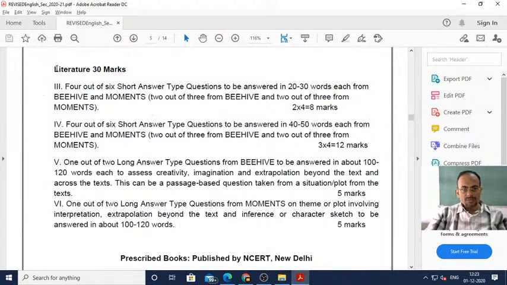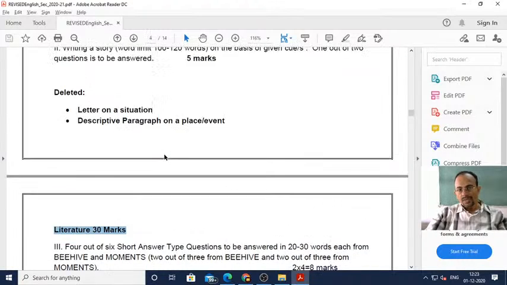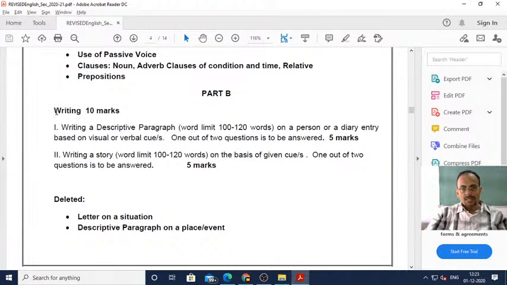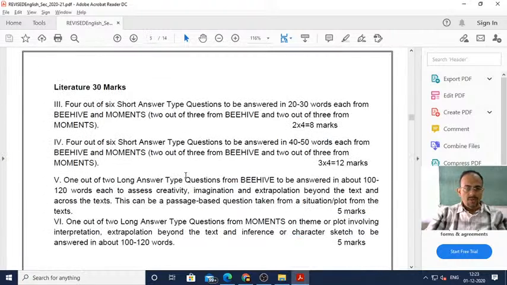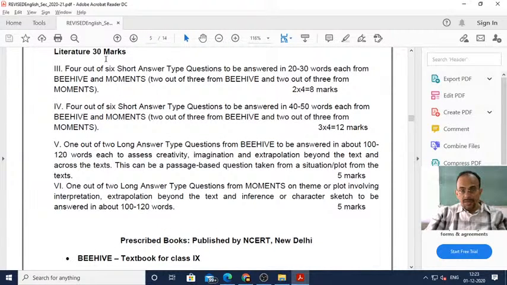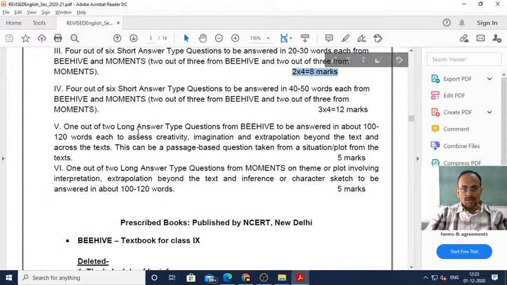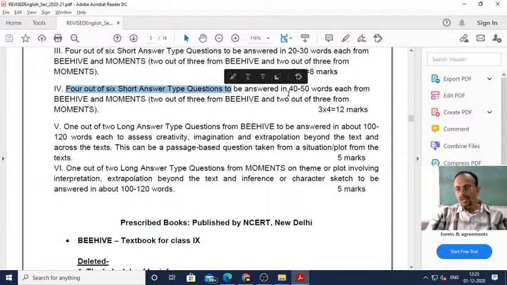As you can see here, literature part 30 marks. My goodness, see, literature consists of 30 marks, and here writing consists of 10 marks, so 40 marks total. So in literature you shall have 4 out of 6 short answer type questions in 20-30 words of 2 marks each. Okay, that you are used to, of course, you are getting in the unit test also. PT1, PT2, I have given you these 2 mark questions. Now again 3 mark question you have to prepare. 3 mark question also same thing, only 4 out of 6 short answer type questions in 40 to 50 words.